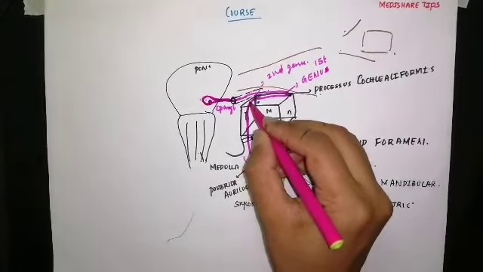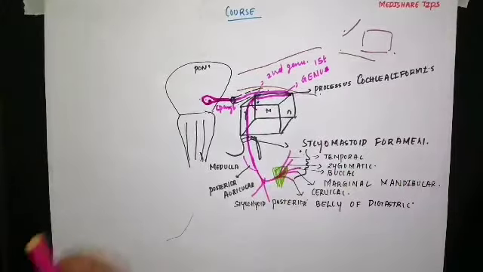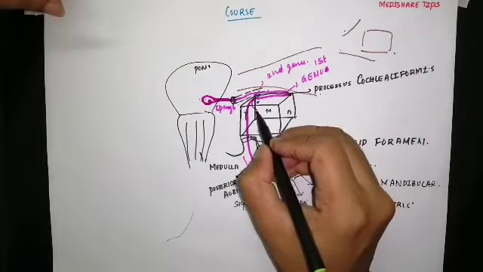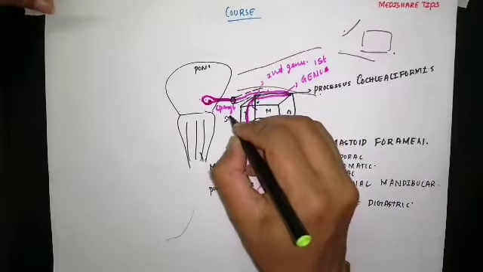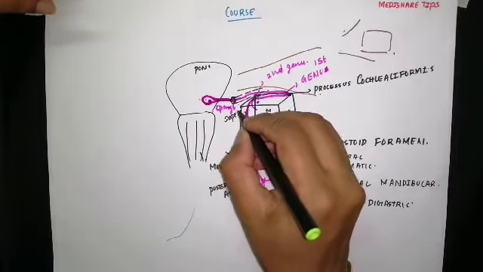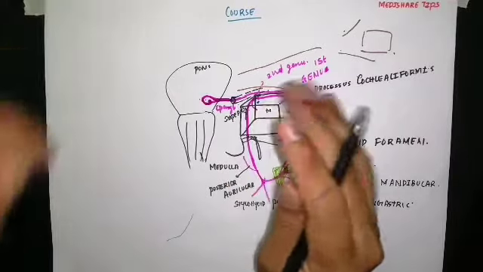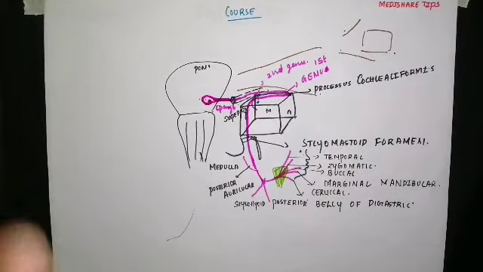So in the second genu, it gives out a branch to the stapedius muscle. So that is the stapedial branch, the stapedius muscle. So this is the course of the motor root of the facial nerve and the branches which are arising from the motor root of the facial nerve.